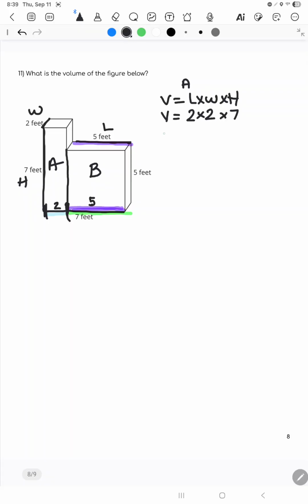Now I can solve. 2 times 2 is 4. 4 times 7 is 28. 28 cubic feet for A. So we're all set with A. Now let's do B.